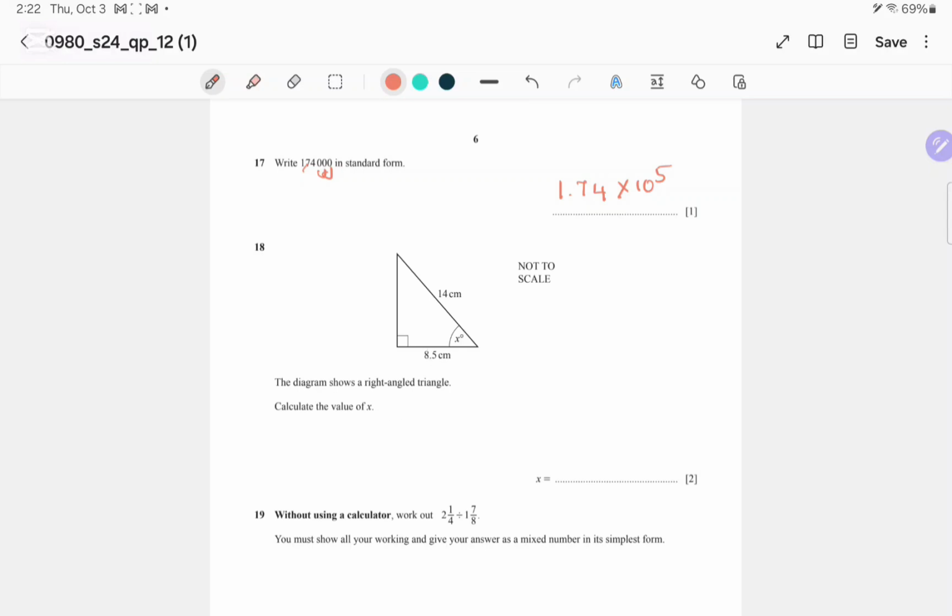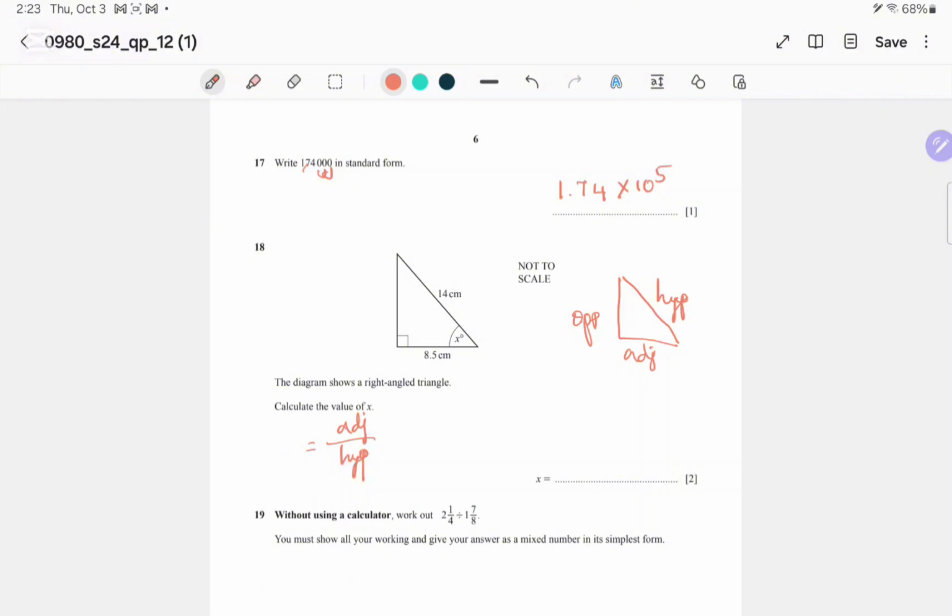The diagram shows a right triangle. It is given the data: it is 8.5 centimeter and 14 centimeter. You have to calculate the x. So in a triangle, this is the hypotenuse. This is the opposite side. This is adjacent. To find this angle, these two are given: adjacent by hypotenuse. So adjacent by hypotenuse is which formula? It's cos theta or sin theta. You have to write the angle.